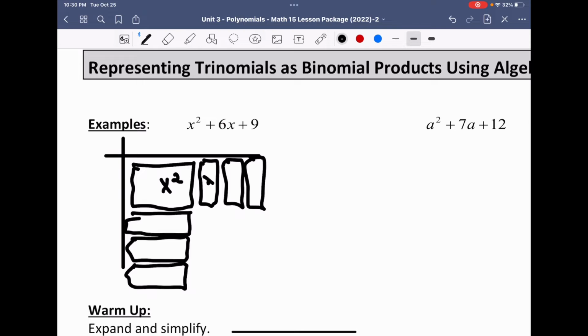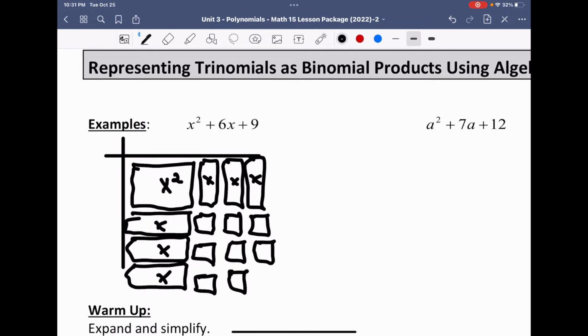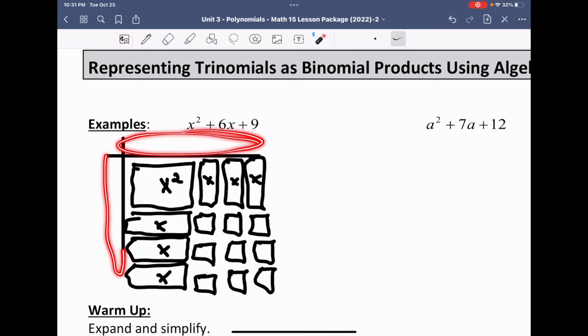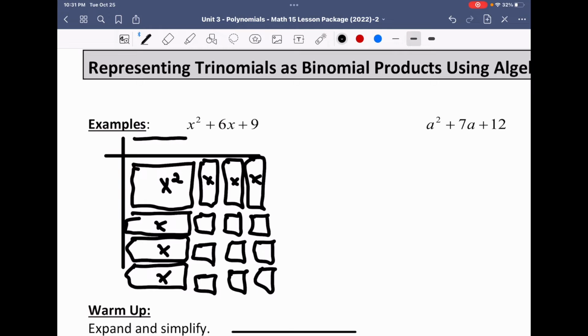So I have an x, an x, an x, 3 more x's below, and now I need to allocate my 9 units, or the 9 at the end. So each of these will get 3. And therefore, if I was to go up and discover what my binomials are that are represented on the outside here, well, we know in order to get an x squared, I have to write this as x times x.